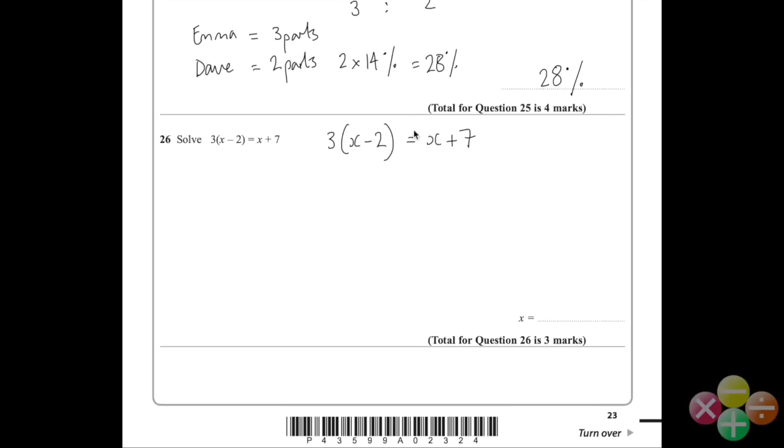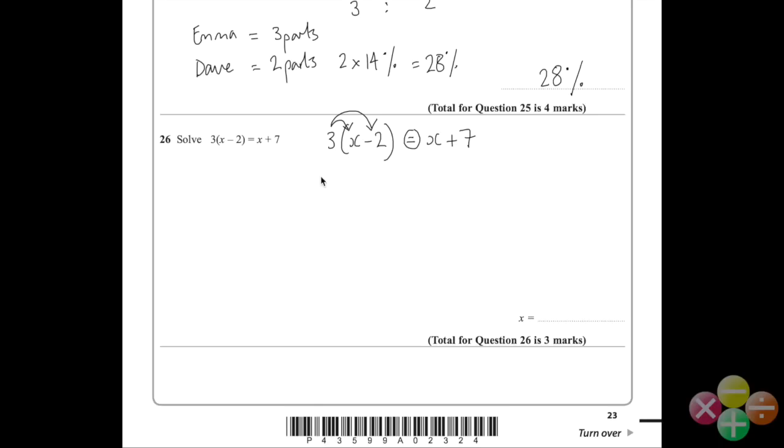Now there's an equal sign in the middle. That equal sign tells me that the equation always has to balance. So whatever I do to one side, I have to do to the other. So first thing we need to do is remove the brackets. So we need to multiply out the brackets, remembering that whatever's on the outside is multiplied by both things inside, the x and the minus 2.